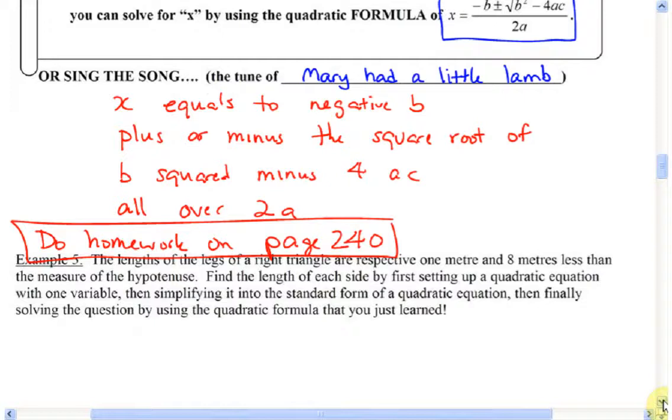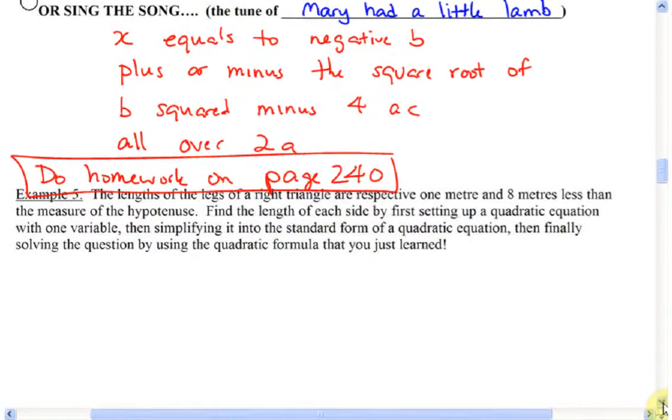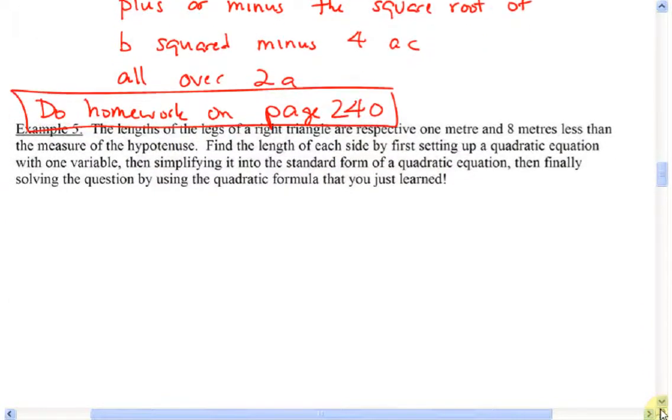And the idea, what I'd like to do today, which was your first question, is let's do a word problem here. And let's use that word problem, set up the equation just like you did in the other sections, but instead of solving by factoring or graphing, let's solve by using the quadratic formula today. So here's the first question here.